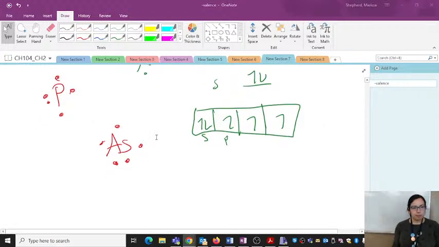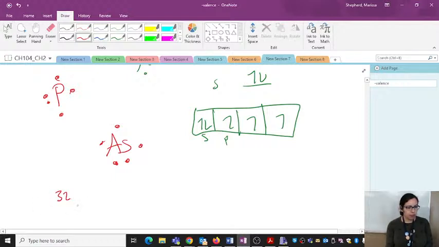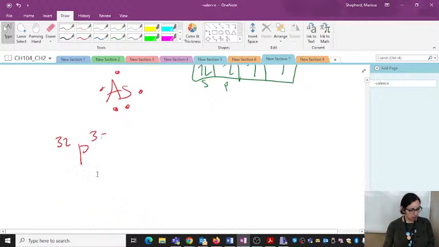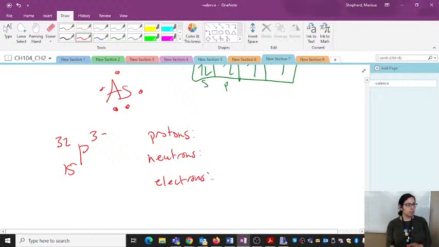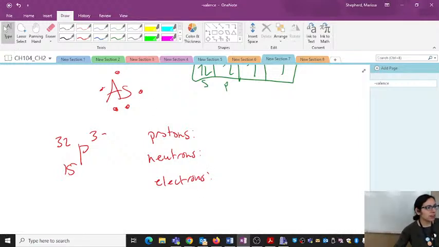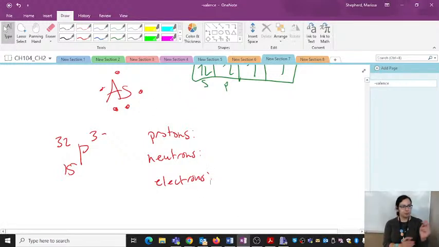But let's do a little practice here now. So if we have 32P 3-, take a minute, so figure out protons, neutrons, and electrons. So I'll give everyone kind of a minute to stare at that or so.